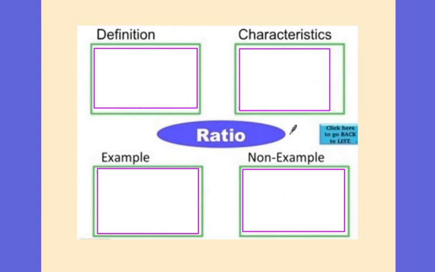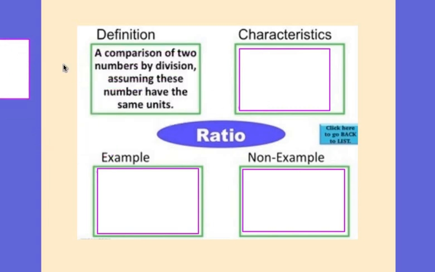In your dark blue books, can you write ratio in the middle of your page? And can you write some kind of definition, some kind of characteristics of a ratio, a couple of examples and a couple of non-examples for me? Pause the video, have them think for a couple of minutes and write these in your dark blue books now, please.